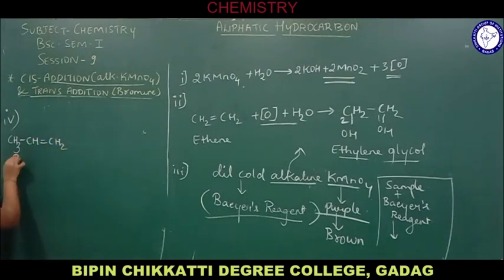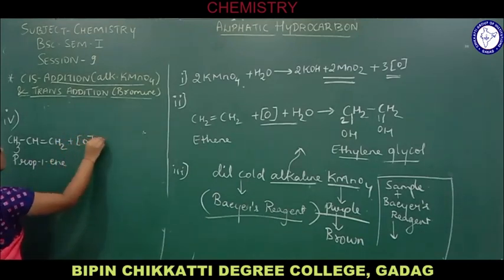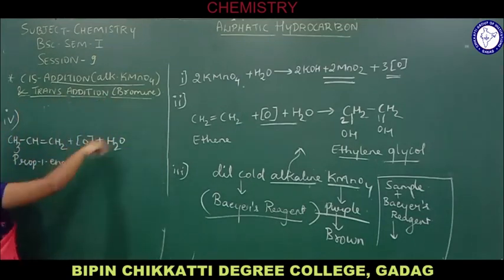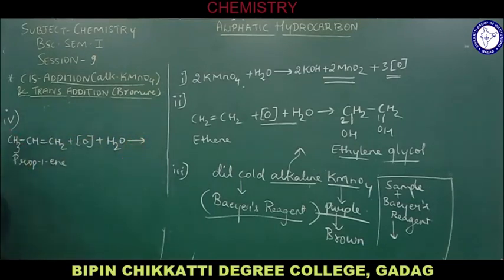So this is prop-1-ene. When this propene is treated with nascent oxygen in the presence of water, the first step will be the common one, so we are going to emphasize only the second step. Here we know that the addition of hydroxyl groups will take place across the carbon-carbon double bond. This is carbon number 1, carbon number 2. Between these two carbons only, the addition of OH groups will take place, and CH3 will not change. It will remain constant.